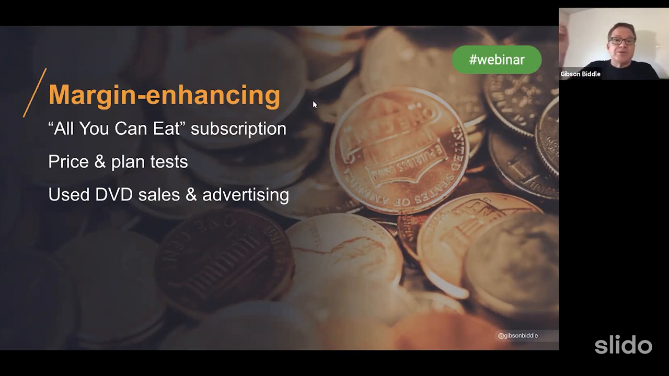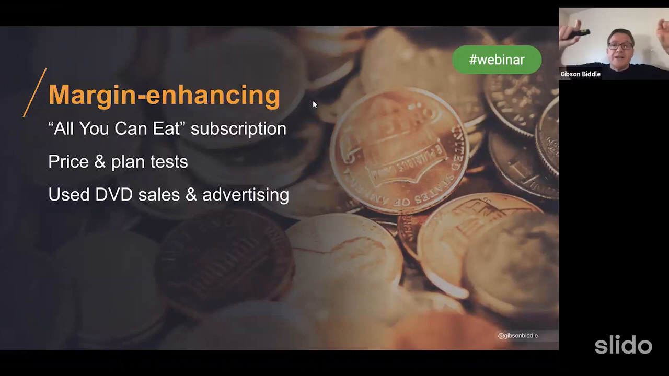That's all you can eat subscription. But in the early days, we had no idea how to make money. So lots of price and plan tests. You know, should a person get two DVDs at a time, three DVDs at a time? And most of you would notice that your price keeps going up a little bit as a result of price testing. In the old days, we were selling used DVDs.